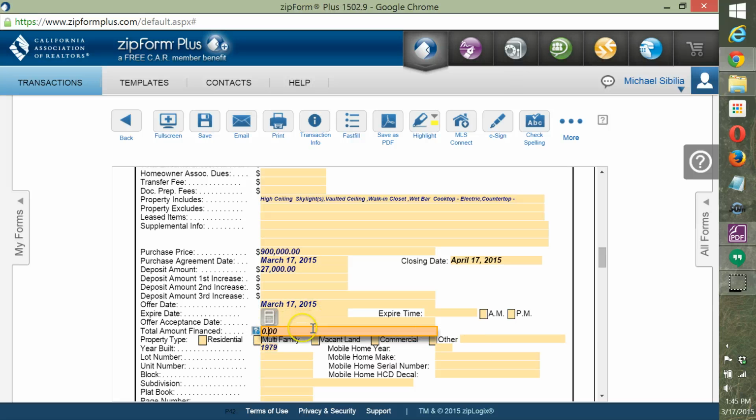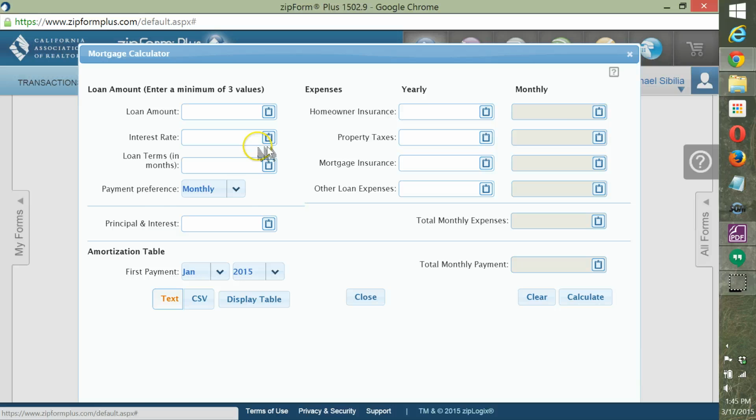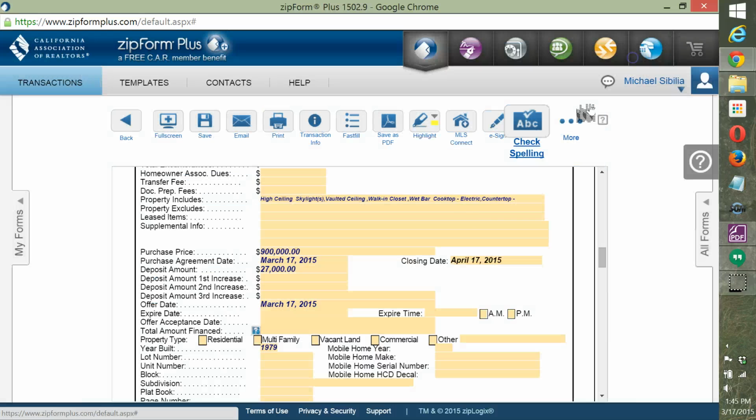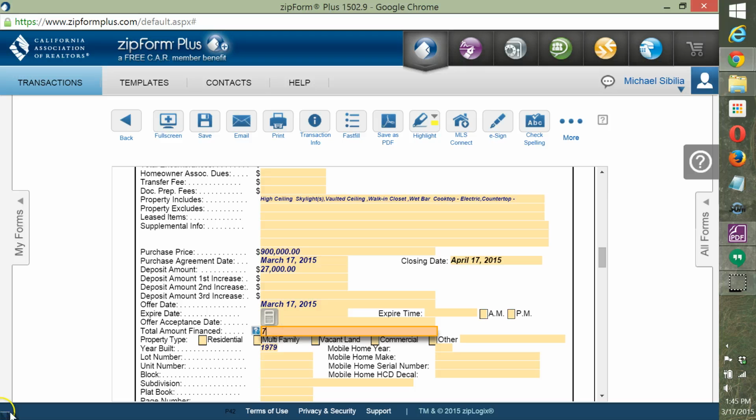Total amount financed, what's 80% of 900,000? What? No, it's more than that. All right, so let's just see. I don't really like 760. All right, so, but this would be a good thing to know. All right, so we're just gonna say 760,000 and hit tab.